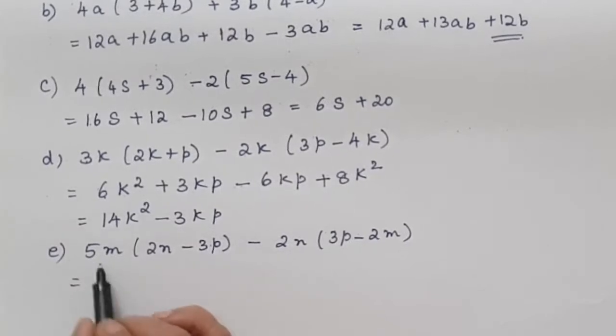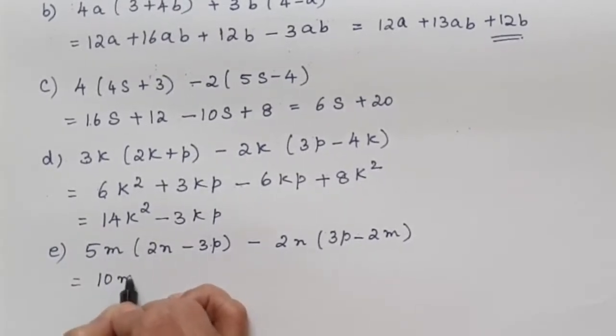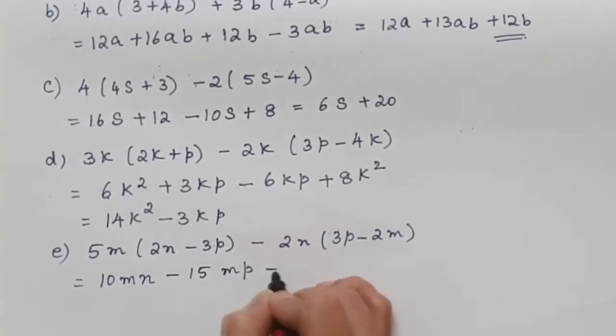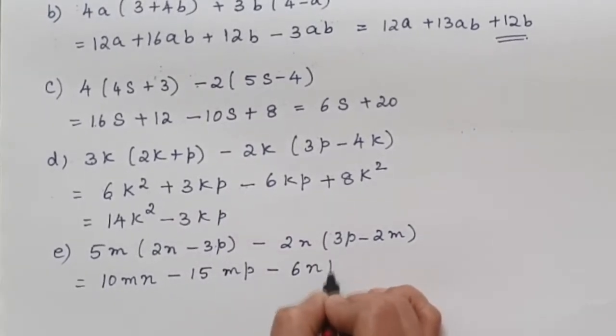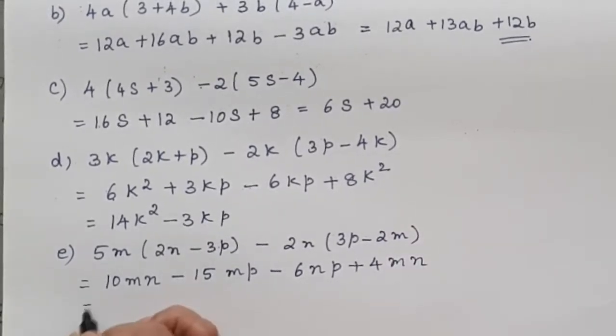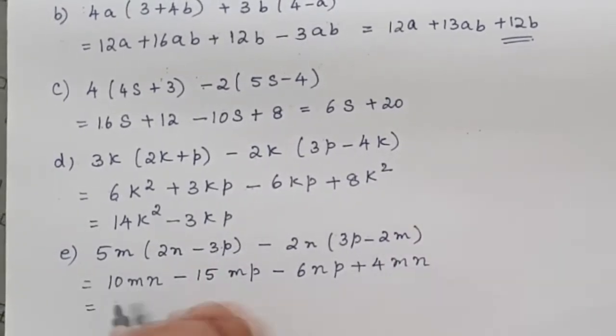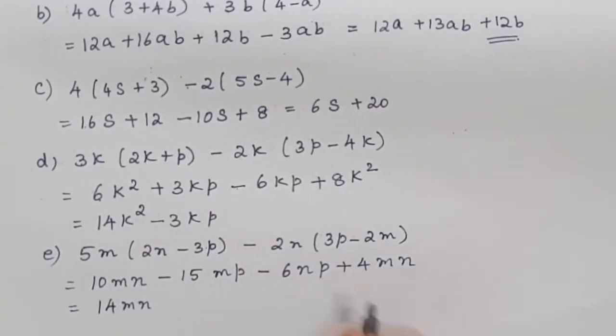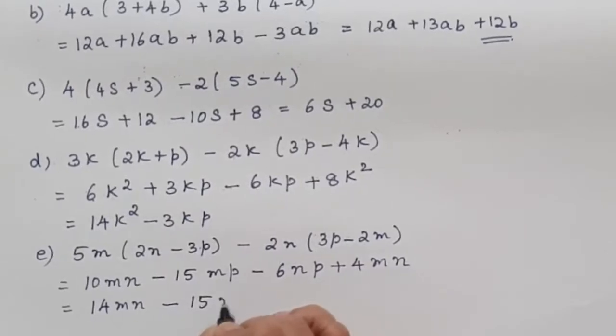Now when we simplify this, this is 10mn minus 15mp minus 6np plus 4mn. So this is mn and here also mn. So it will be 14mn. This is mp, this is np. So we cannot add it. So we just write it as it is.